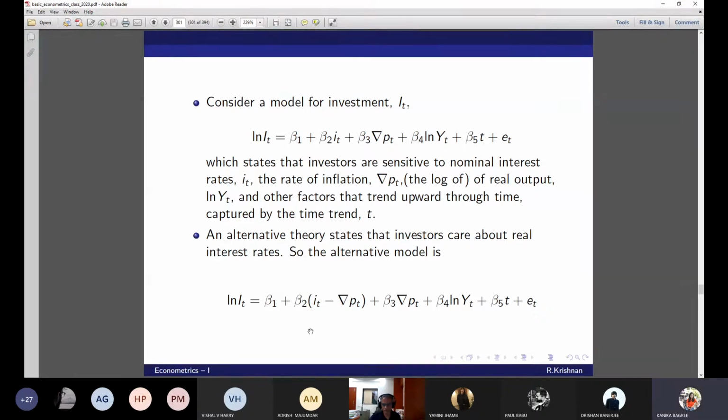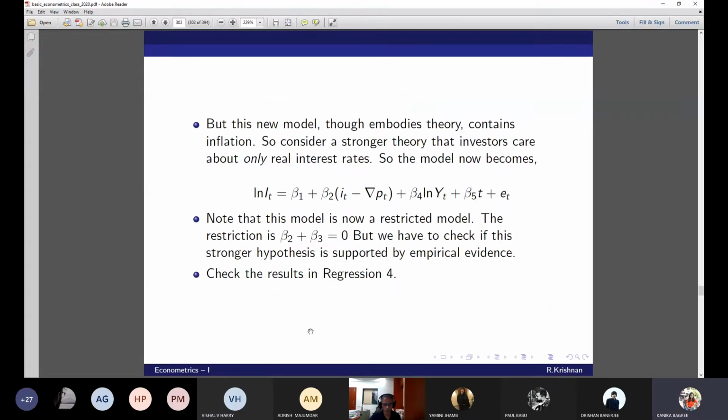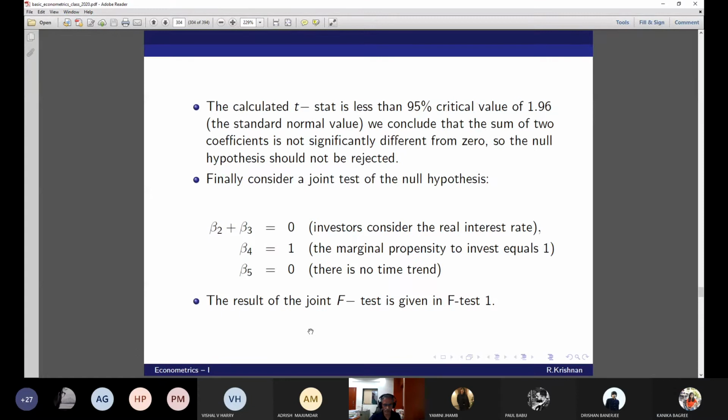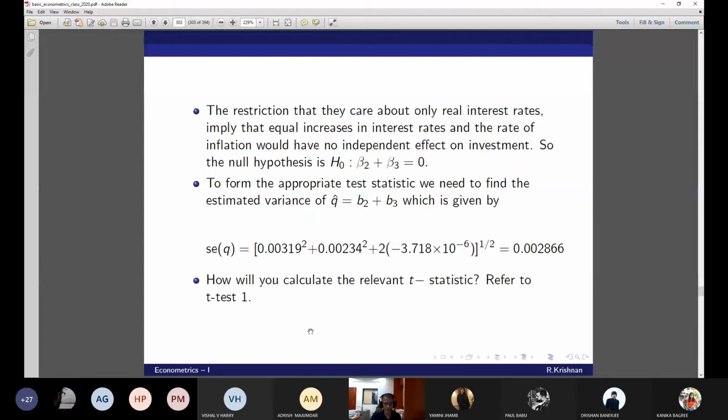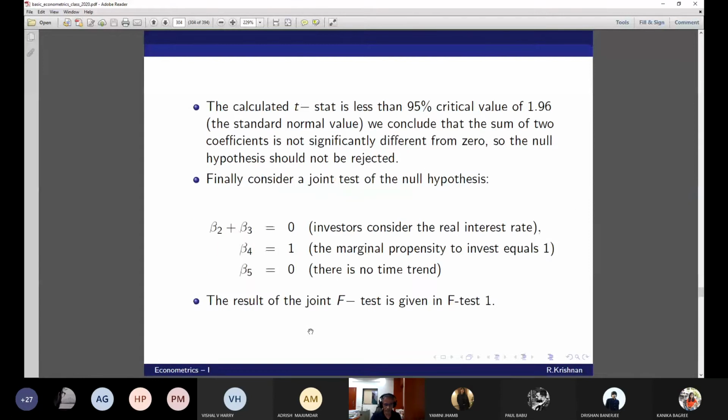Sir, can you once show the restricted model? Oh, sorry, this restricted model. No, this is the joint restriction. I have not written the model. This is the first model that we showed. We tested only one restriction, B2 plus B3 equal to 0. Check the results. Now we are going for a joint restriction. I have not written the model, but now we have to. These are the results of the joint F test. Okay, sir.